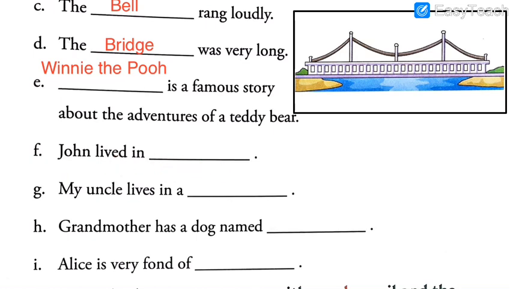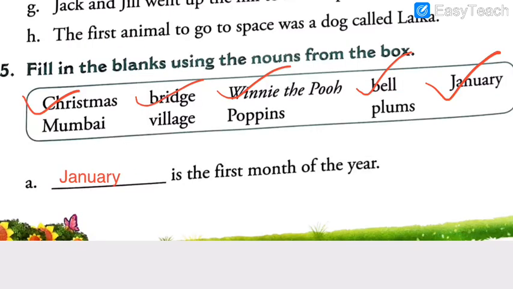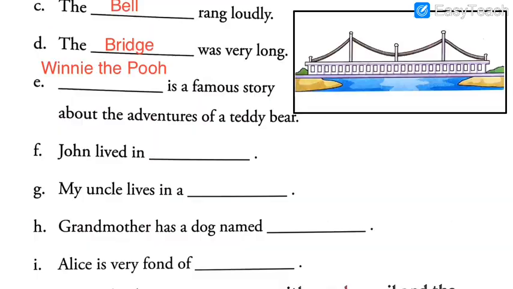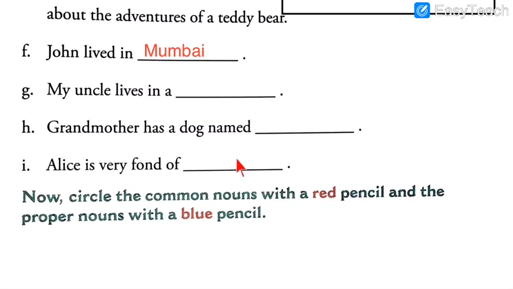John lived in dash. Now options are Plums, Poppins, Village, Mumbai. There are two possible options for this, Mumbai or village. You can write either of these. So I will take here Mumbai. Again M should be capital, Mumbai. John lived in Mumbai. So students, with this I end my exercise 5 of chapter 1. The remaining blanks I hope you will solve on your own and you will send it to me.